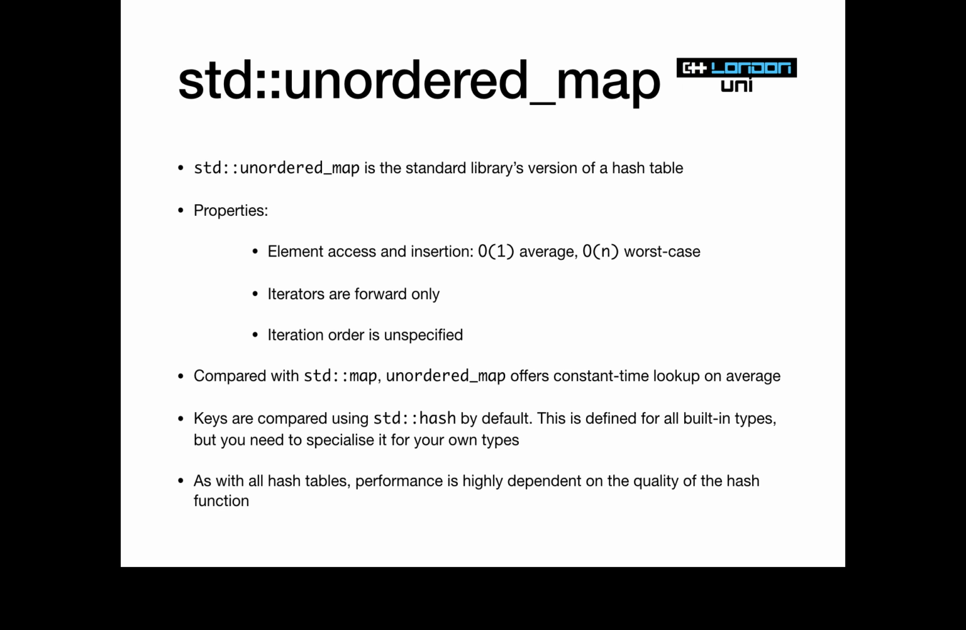So this is unordered map. As I said in the previous slide, there's also unordered set, which has the same relationship to unordered map as set does to map. So an unordered set, you can think of it as an unordered map, but without the values. It just stores the keys, and it does it in exactly the same way. It hashes them. It's got constant time lookup on average, linear worst case, forward iterators, unspecified iteration order. It's like a map, but without the values.